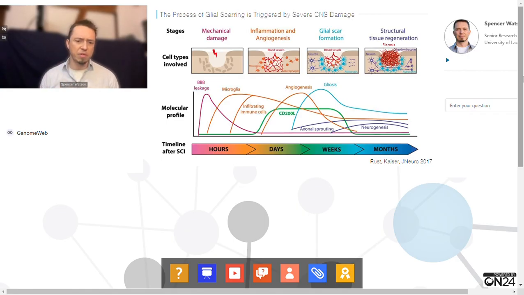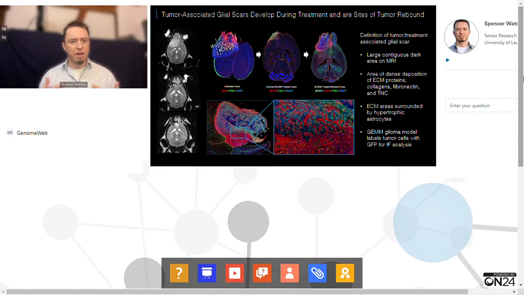One of the models we use for this is called the RCAS model. This is a viral-driven model that drives tumor growth with overexpression of PDGFB. Because it's a viral transfection, we can also do other modifications. In this case, we've added GFP to the tumor cell population so we could see where they go after treatment. Looking at the MRI volumes on the left, following the initiation of treatment, when the tumors shrink down and there's glial scarring, what's left is a large, dark, contiguous area in the MRI signal. I'll point out that it's immediately adjacent to these that we see recurrent growth upon rebound.